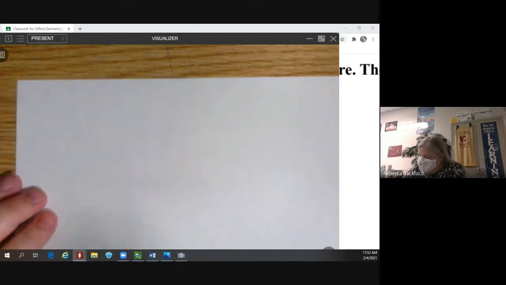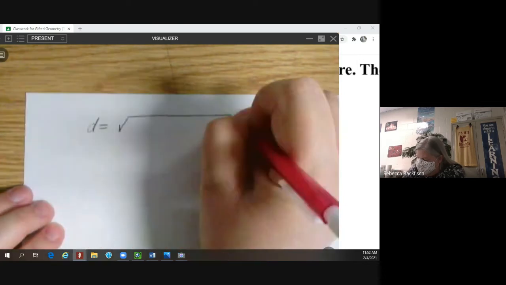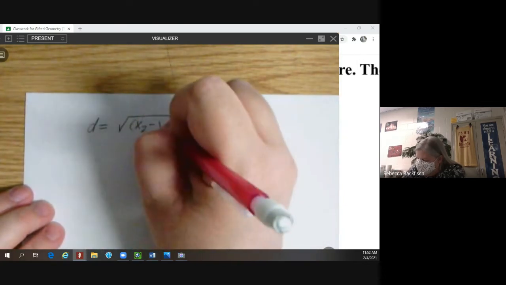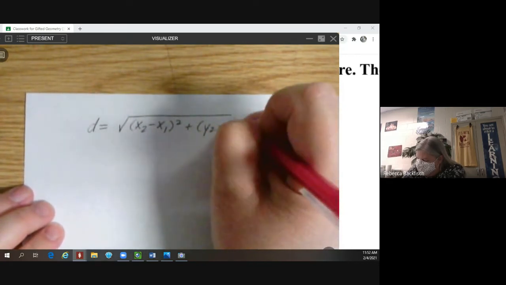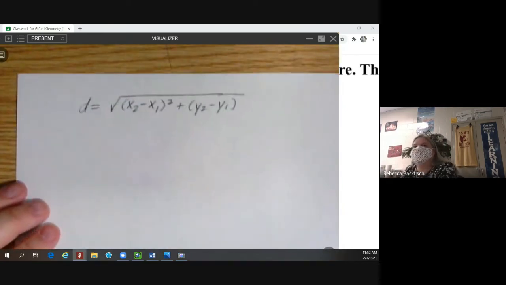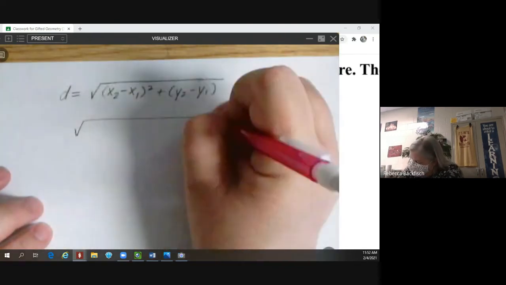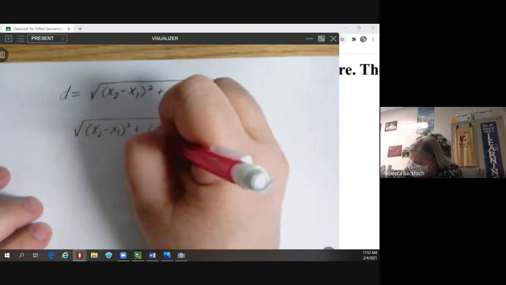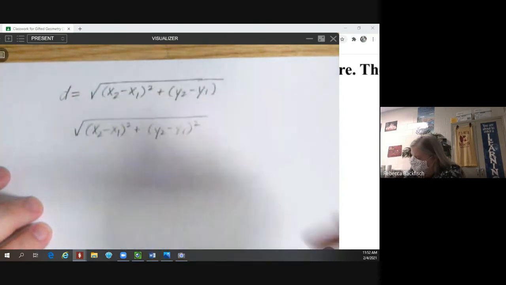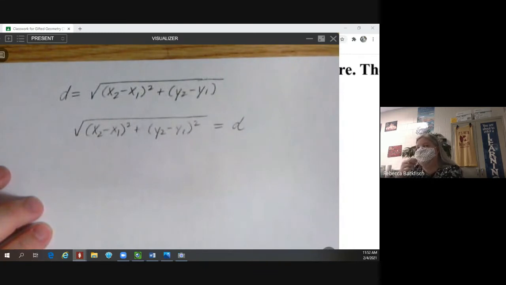Let's think about what the distance formula says. Distance formula says this. You don't have to write any of this. Don't bother writing this, really. Okay, that's what the distance formula says. I'm going to write it the other way. I don't like having a radical, so I'm going to square both sides and get rid of the radical.